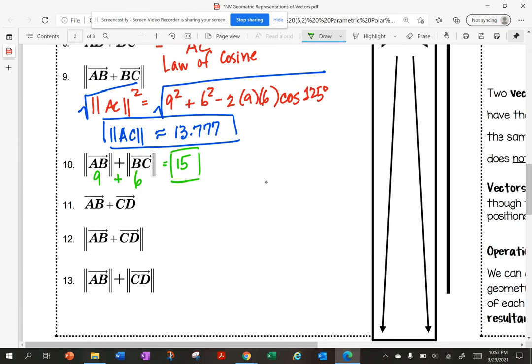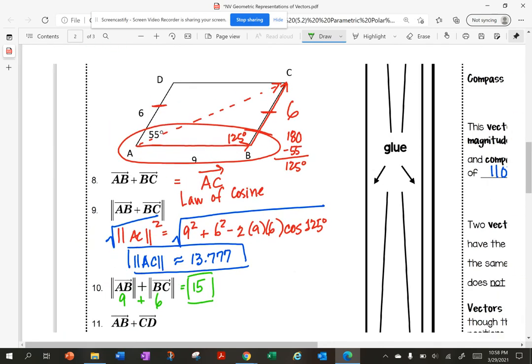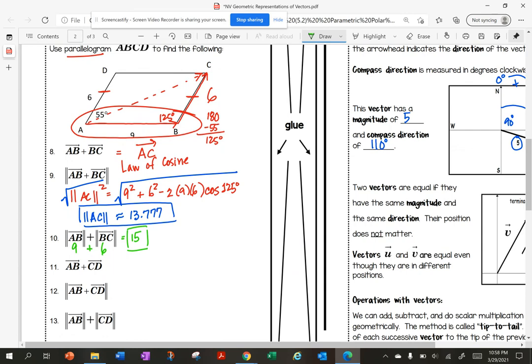All right, so AB plus BC plus CD. I'm going to do this so we can see it. So A to B, which is 9, and C to D, which is 9. So tip to tail, I actually end up where I started from. So I don't have a vector, so it'd be a vector of 0, because I returned exactly to where I started from.